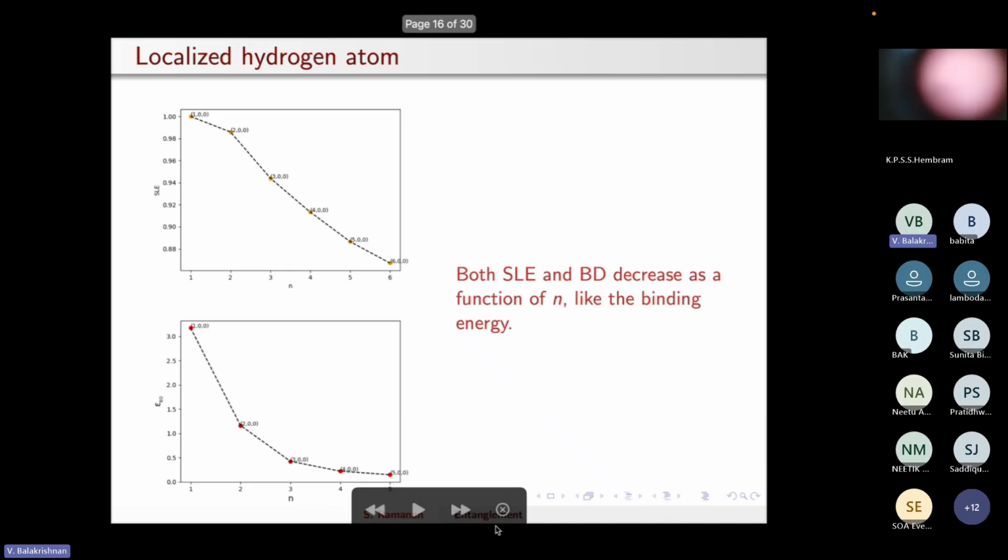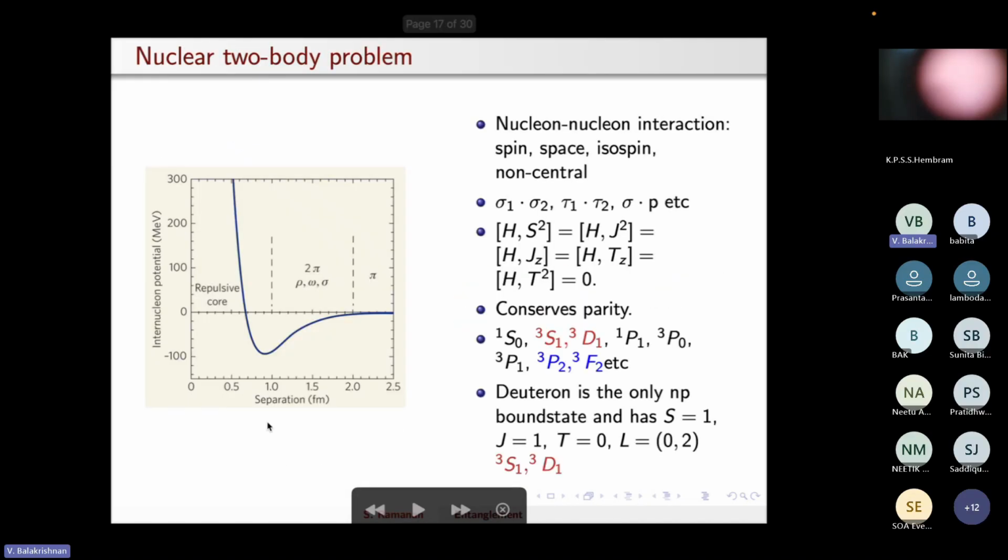And the same story holds. Sorry, this one is not SVNE, but the Bhattacharya distance. The same story holds with the Bhattacharya distance as well. It keeps track of the entanglement like the SLE and the SVNE. So once you localize the hydrogen atom, there is a direct correlation between the degree of binding and entanglement. This sets the stage for us to look at the two-body problem in the nuclear case.